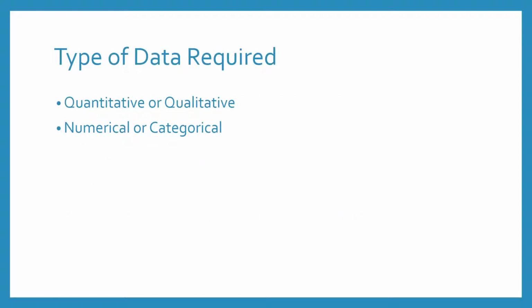We also need to consider what type of data we want. So here I've written quantitative and qualitative. So quantitative data is numbers, whereas qualitative data is data that's more like sentences and ideas. So in some situations you might want quantitative data. So this is things like on a scale of 1 to 5, how much do you like this food? But qualitative is sometimes more helpful as well.